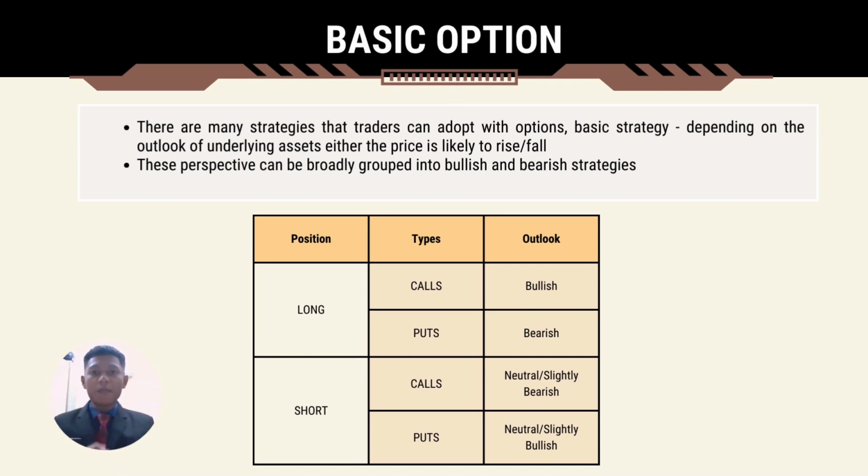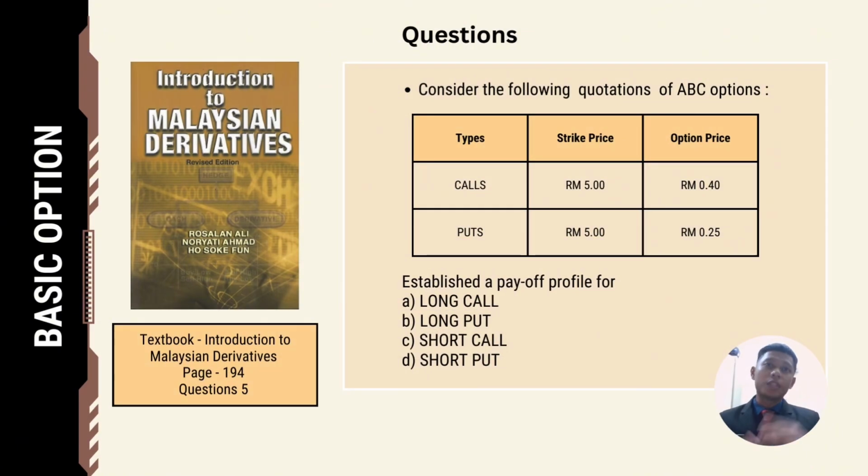There are many strategies that traders can adopt with options basic strategy, depending on the outlook of the underlying asset: either the price is likely to rise or fall. This perspective can be broadly grouped into bullish and bearish strategy. As you can see on the table, there are the long and short positions, which are long calls, long puts, short calls, short puts, and the outlook of each position. So we're moving on to the questions.